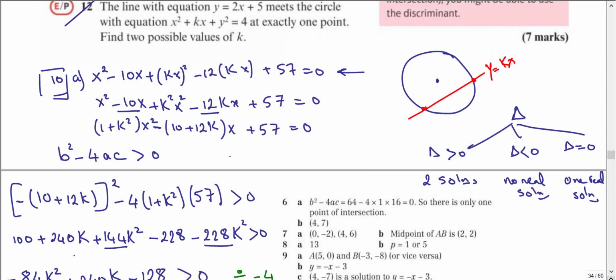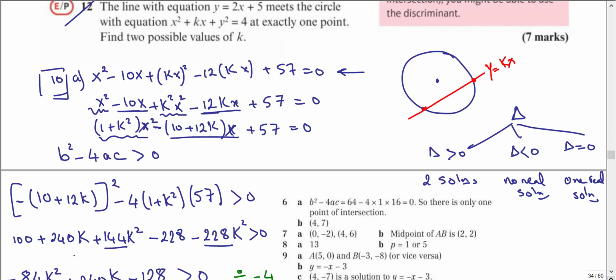After you substitute kx for y, add the terms in x squared. You see, this is x squared and this is kx squared. Take them together here. And add the terms in x, 10x and 12kx. Take them together. Take x as a common. Take x squared out as a common.